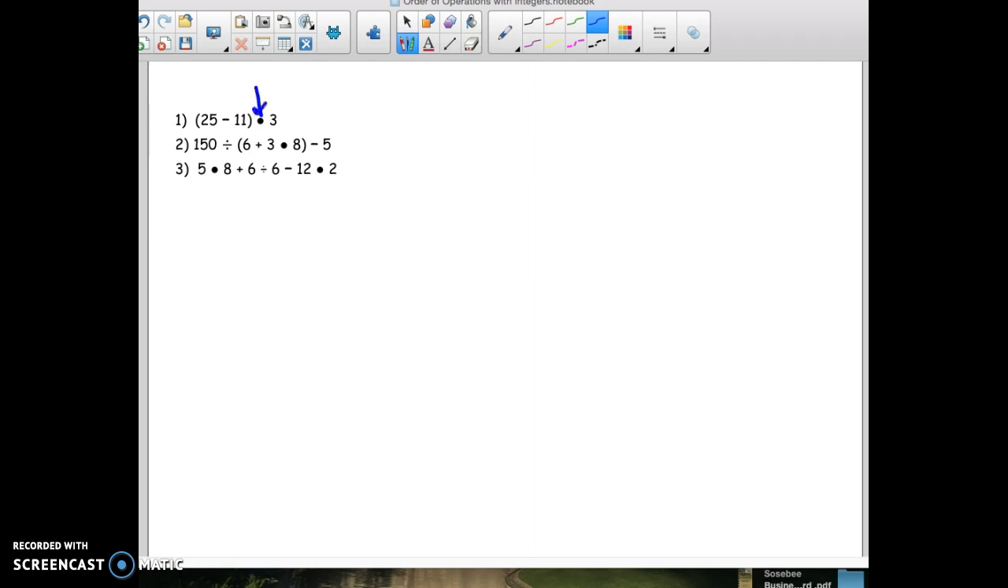Okay, that's not a decimal, those just mean multiply. So just keep that in mind as we're going through. I'm going to do the first one with you, and then I want to have you do the other two. So the first one is 25 minus 11 times 3. So write that down.